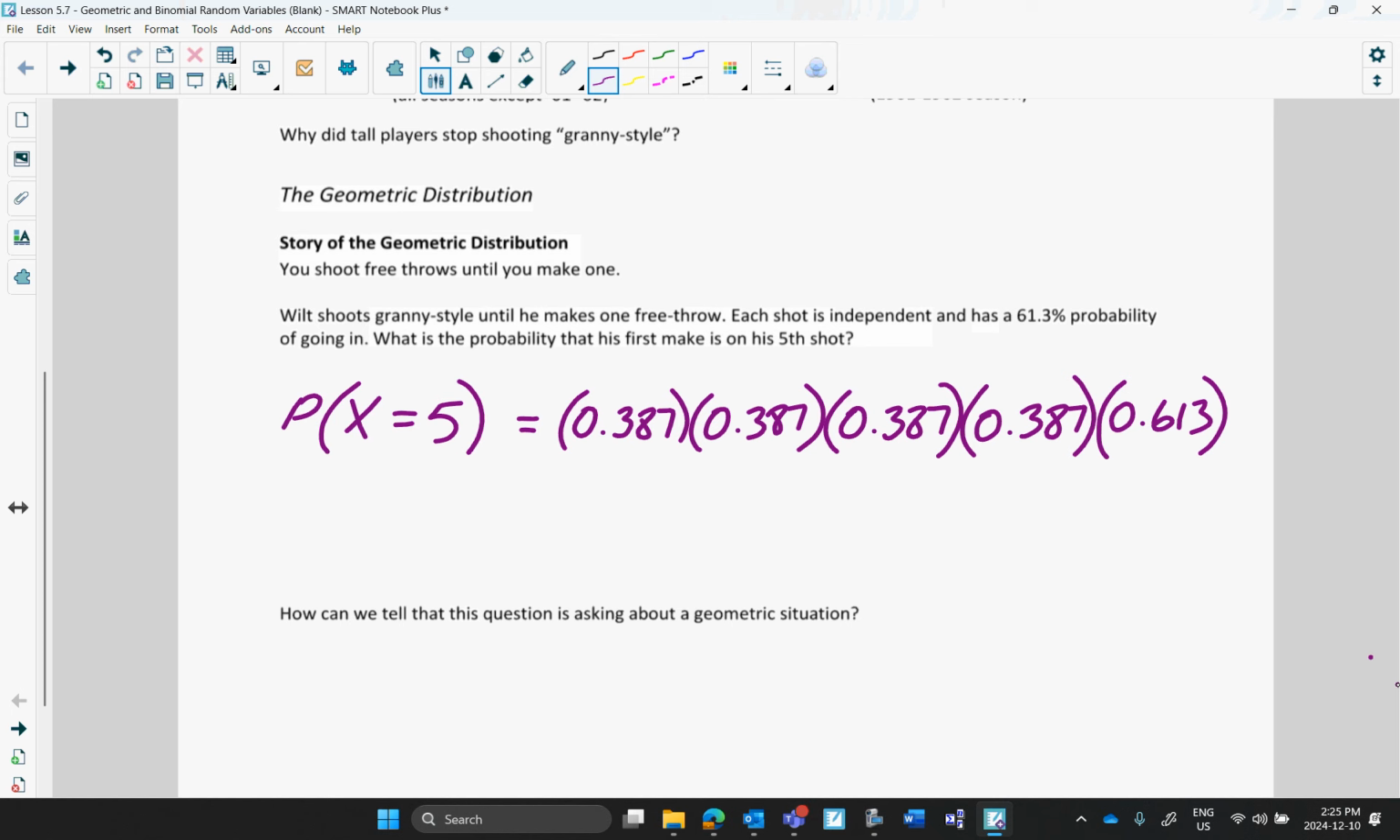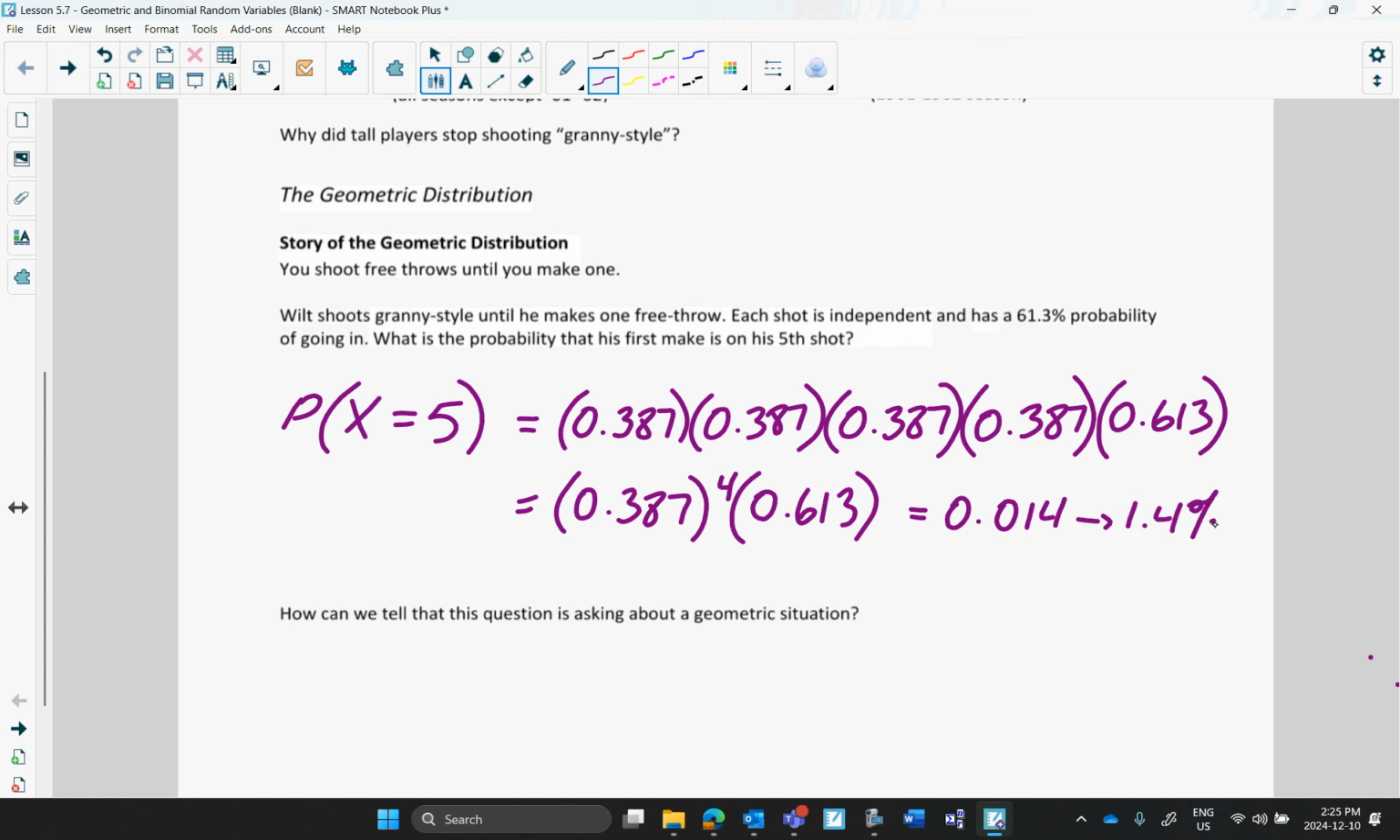Yes, I was just going to say, you obviously want to do that, because that's much more efficient. That is a much more efficient way of writing. And that works out to approximately 0.014 or about a 1.4% chance. Okay.